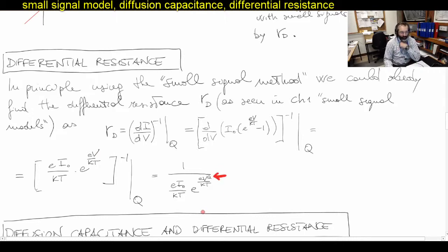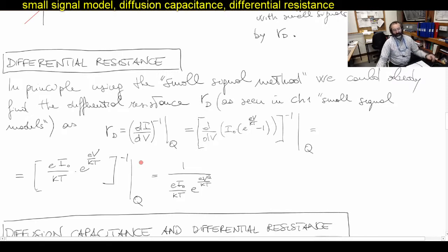So what do we see? We see that the differential resistance, for example, if V is in forward bias, so V is positive, this exponential is going to be very big, and so the denominator is very big, so we understand that the differential resistance is extremely small. While if V is negative, the exponential is going to be very small, and so the differential resistance is going to be very big.